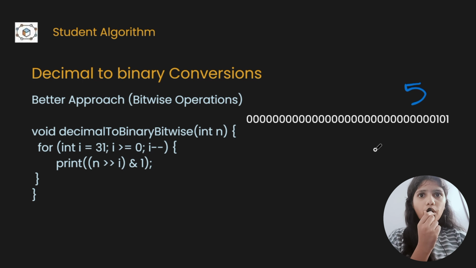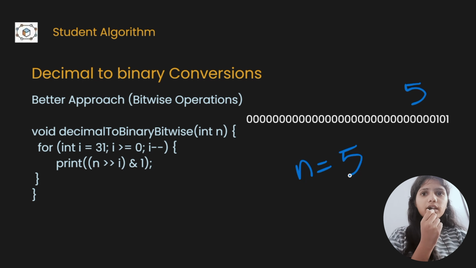So now we have n equal to 5, right? What we are trying to do is print it. We are directly printing it rather than storing. Or you can store it in a string, or you can store it in an array. If you want to directly print, you can also print it. So in this, I have for int i equals 31, i greater than or equal to 0, i minus minus. So first i equals 31, right?